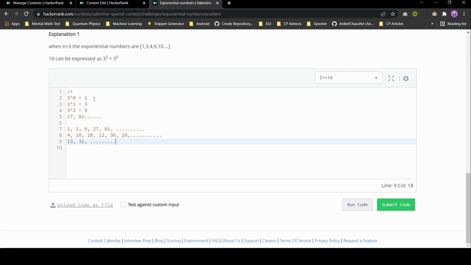Now the question says we have to sort them in increasing order. So if we just sort the numbers we have got, it's like 1, 3, then the next number is 4, and then we have 9, then I see 10, 12, then 13, and I have not taken all the numbers, so I may have missed some.